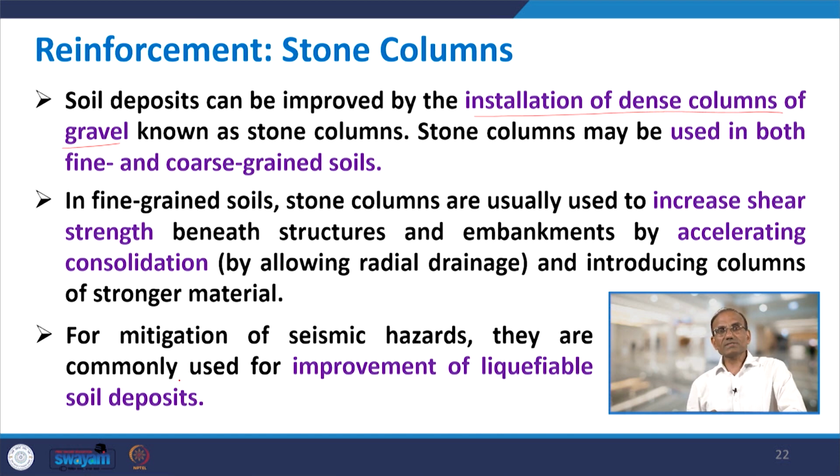Stone columns may be used in both fine and coarse grained soils. In fine grained soils, stone columns are usually used to increase shear strength beneath structures and embankments by accelerating consolidation and introducing columns of stronger material. For mitigation of seismic hazard, they are commonly used for improvement of liquefiable soil deposits. So, on one side your objective using a stone column is increasing strength and stiffness of the soil deposit. On another side, the objective is also improvement of liquefiable soil deposits.